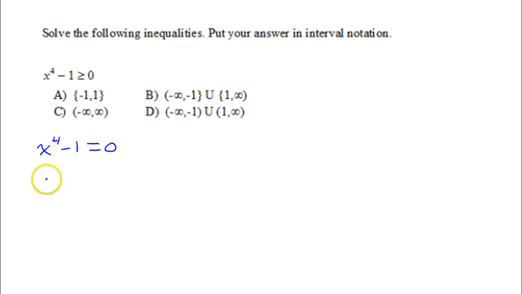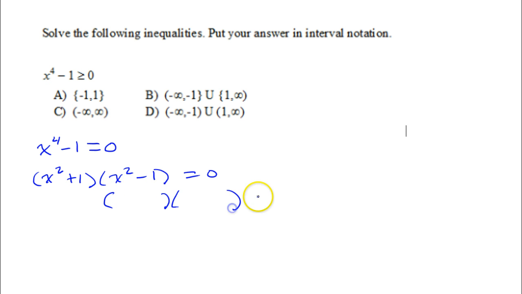So this is factorable. This is the difference of two squares. So I will solve this by factoring. X to the fourth power minus 1 will factor as x squared plus 1 and x squared minus 1. Now, x squared minus 1 itself is the difference of two squares again. So I can factor this more by writing x plus 1, x minus 1. Meanwhile, I will just bring down the x squared plus 1, which is not factorable.